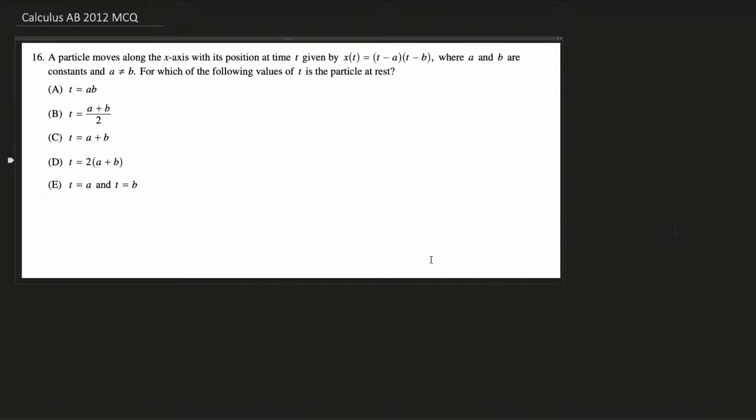All right, 16 states a particle moves along the x-axis with its position at time t given by x of t is equal to t minus a, t minus b, where a and b are constants and a is not equal to b. For which of the following values of t is the particle at rest? What I like to do is first understand what it means to be at rest, which is when v of t is equal to 0.